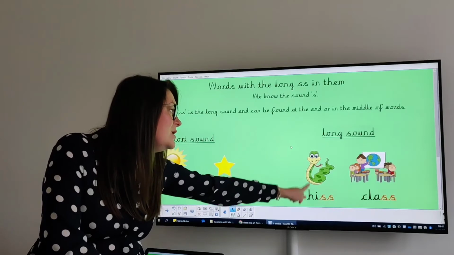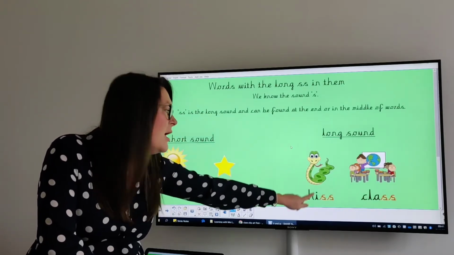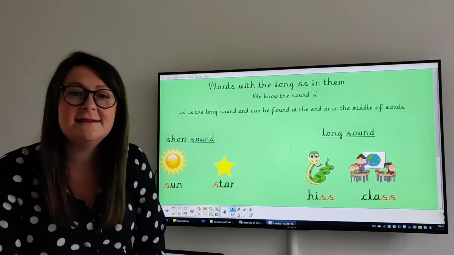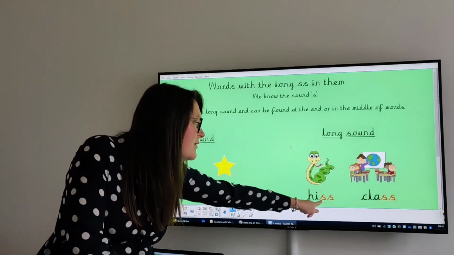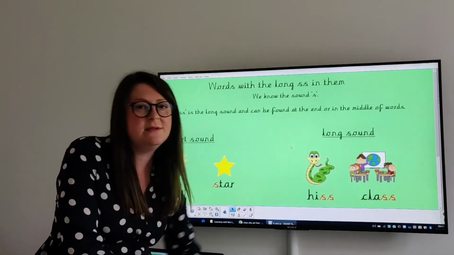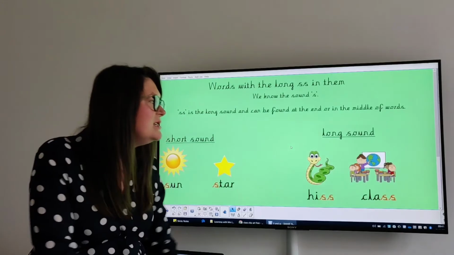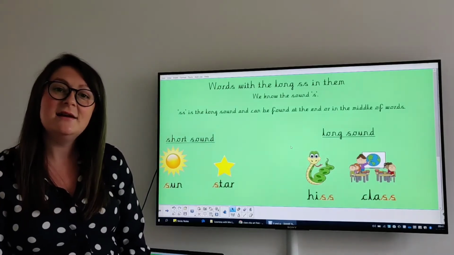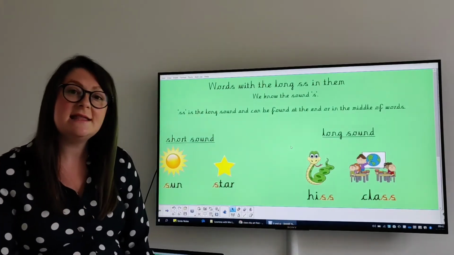So here I've got a picture of a snake that does begin with a S, but the snake's making a hiss sound. And because the long sound's in the word hiss, it comes at the end. Look, there's a teacher teaching her class, and the long sound S is at the end there too.